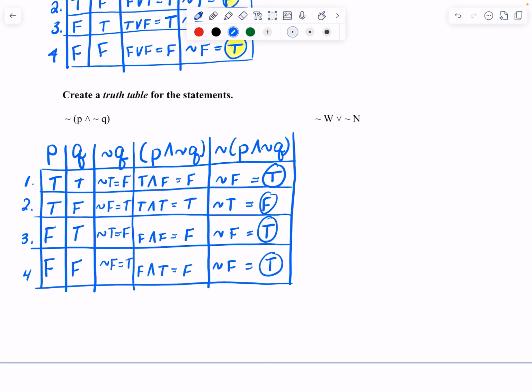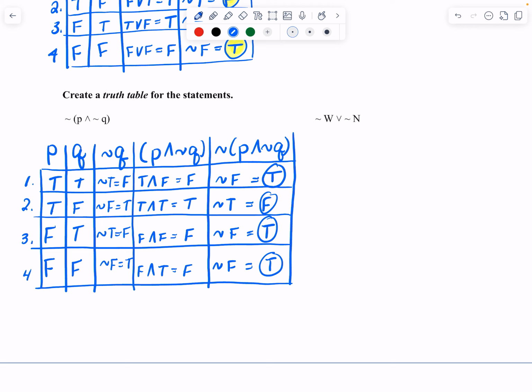So what does this mean? That means when P and Q are true, in row 1, with this particular circumstance, the result of this compound statement is going to be true. In row 2, when P is true and Q is false, the result is going to be false. When P is false and Q is true in row 3, the result is going to be true. And finally, when both P and Q are false, the result is true.